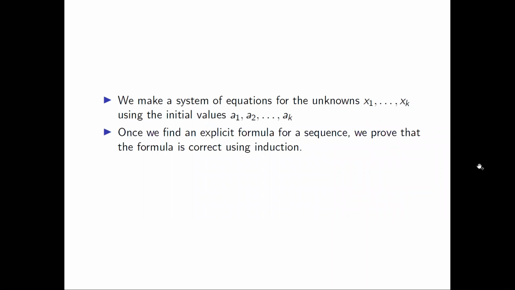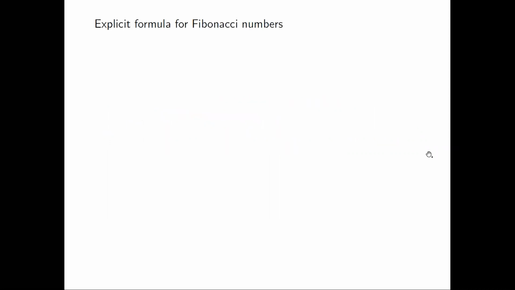And then once we get an explicit formula for the sequence, we're not done yet because we still have to prove that that formula is correct. And we can typically prove that it's correct using induction. So the first example of applying this method, we'll look at how to find an explicit formula for the Fibonacci sequence, and then we'll prove that our formula is correct.